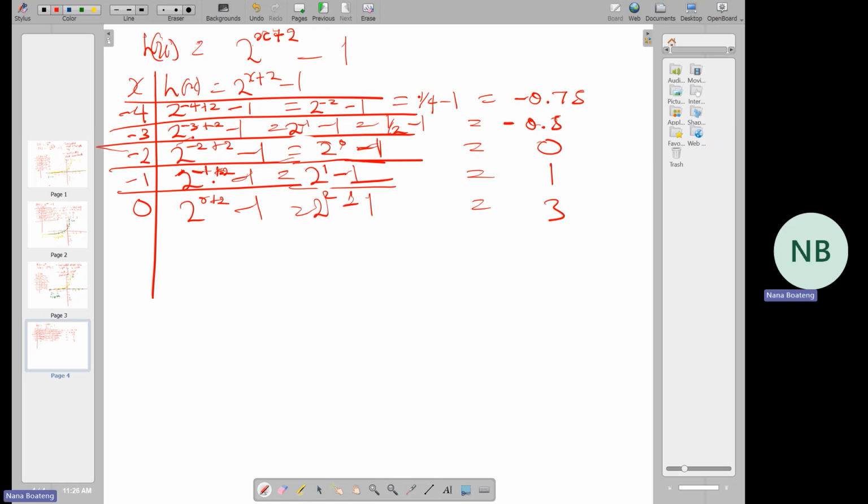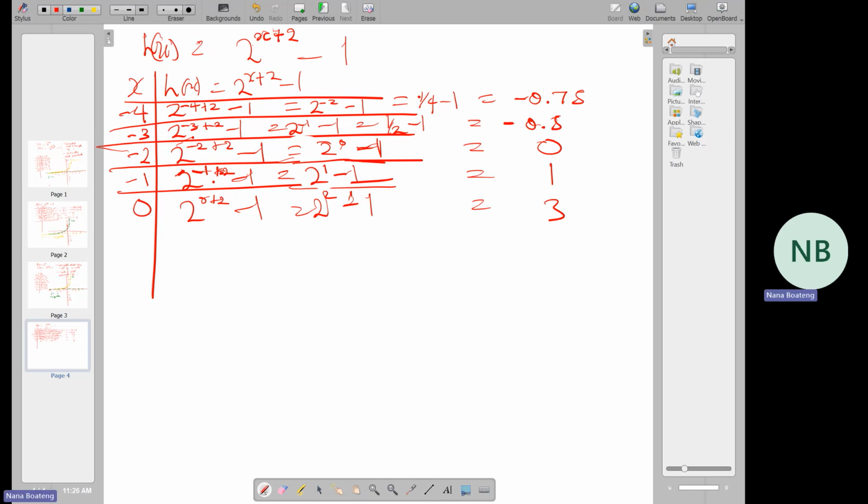So this is our h of x, and you can see that as it gets closer and closer to -1, it begins to flatten out. So we say that this is the asymptote. It begins to flatten out, but it will never cross -1. So the line y is equal to -1 is the asymptote.